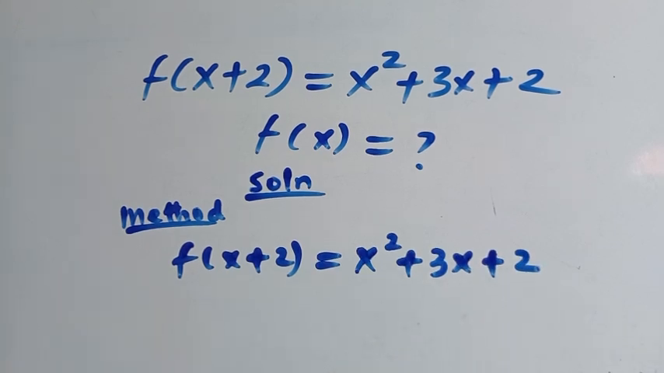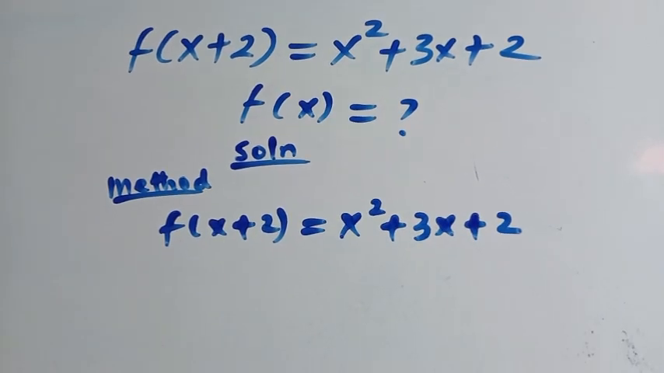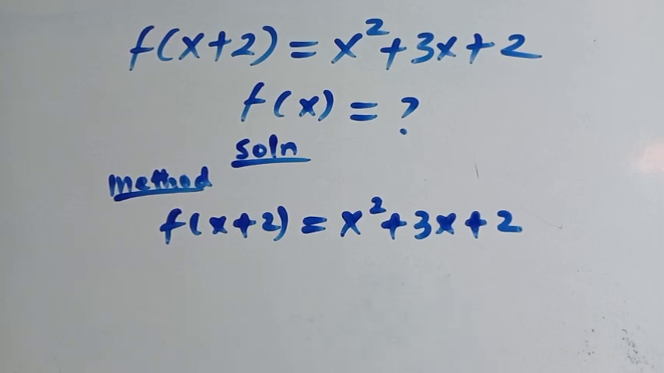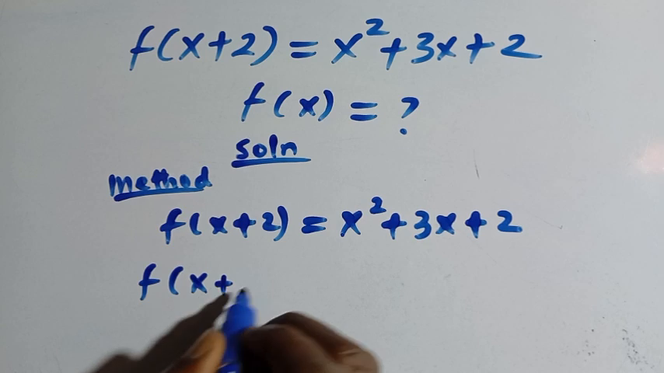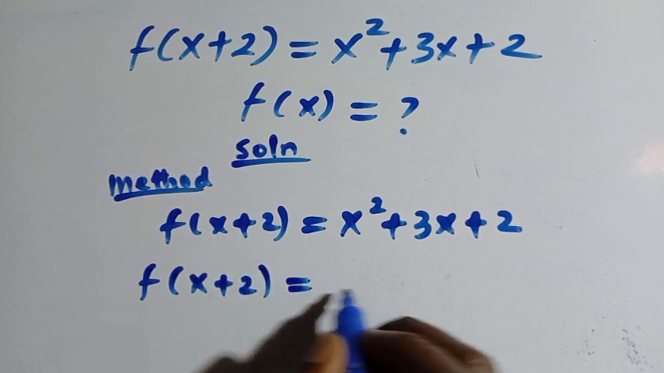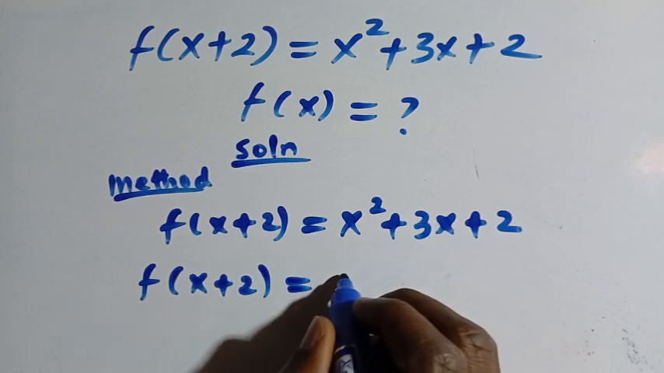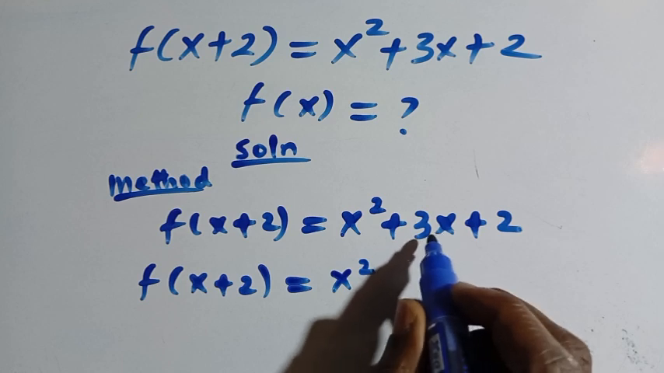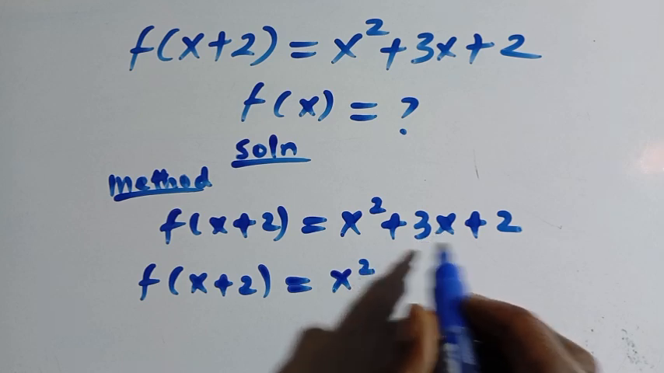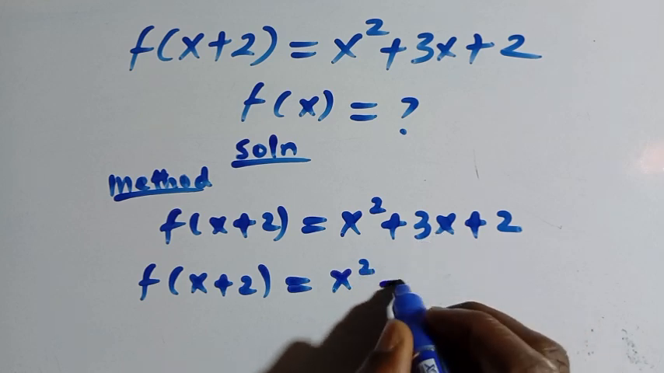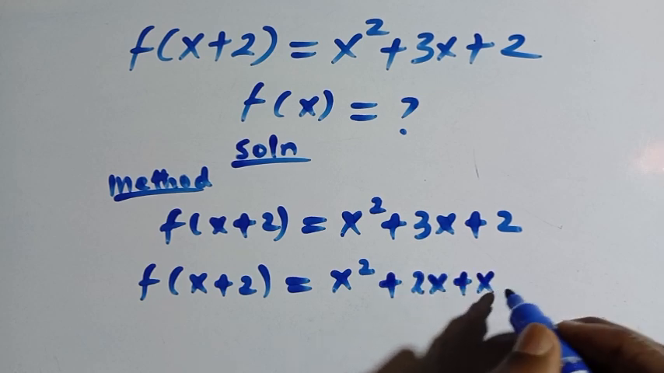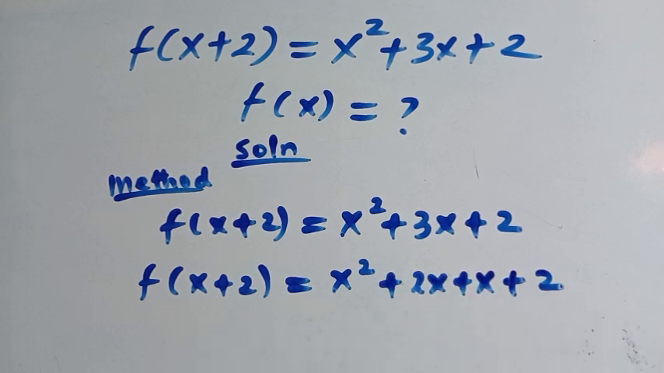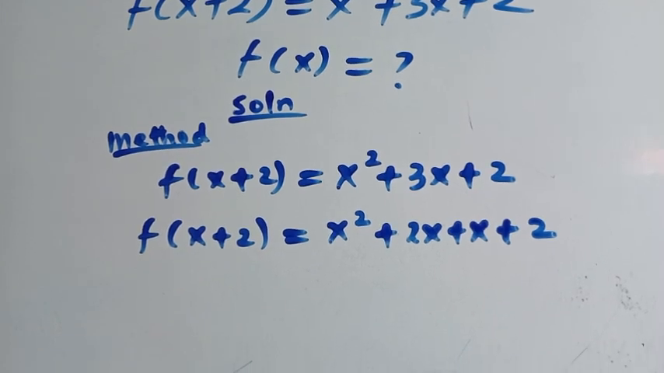So from here, we are going to consider the right hand side, which is a quadratic, and let's try to factorize that one. So here we have f of x plus 2 equals x squared. We look for two numbers whose sum will give us 3 and whose product will give us 2. So here we have the product of 2, addition of 2x plus x, then plus 2. So let's try to group them.